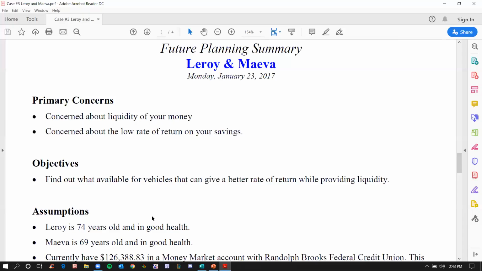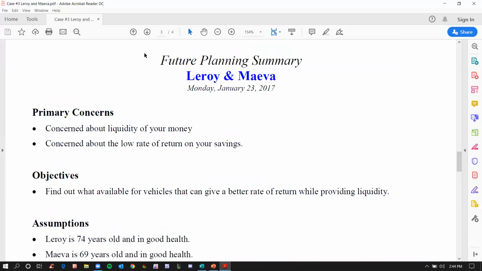All right. So let's jump into our third and final case of the day. This is for an older couple. And again, you can change this. For this one, I use future planning summary because we're just trying to plan some liquidity issues out for them. So based on our conversation, Leroy and Mava, you have some very valid concerns about the liquidity of your money. You're not happy with the lower return of your savings. It kind of scares you that you're not going to have enough income, you're not going to have enough growth, that it's not just going to last your lifetimes.